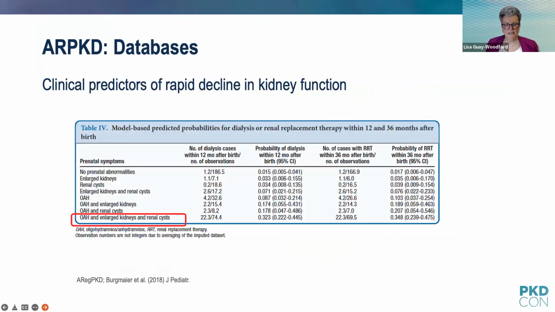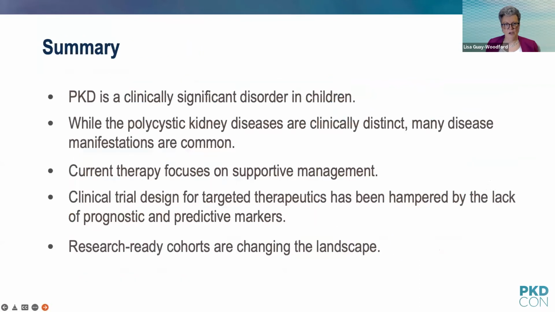So let me bring this talk to a close by saying PKD is a clinically significant disorder, not just in adults, but also in children. And in children, it's a clinically significant disorder in childhood because these children do not uniformly die in the newborn period, despite what the deep recesses of the internet says. While polycystic kidney diseases are clinically distinct, there are many disease manifestations that are common. Current therapy focuses right now on supportive management, but we need more clinical data to know that we're doing this supportive management in a way that is really targeted to the disease as it exists, as it progresses in children.